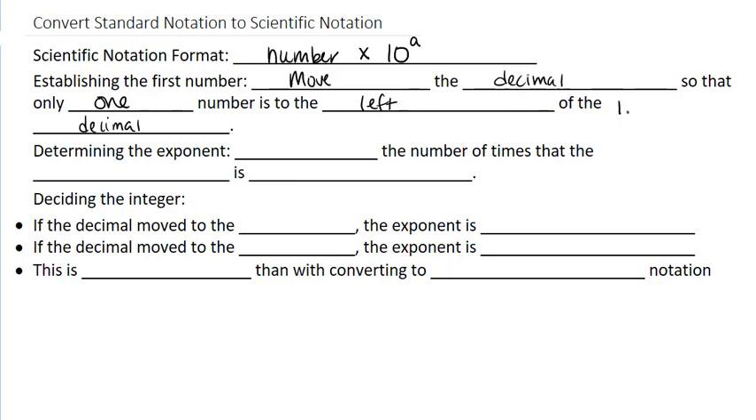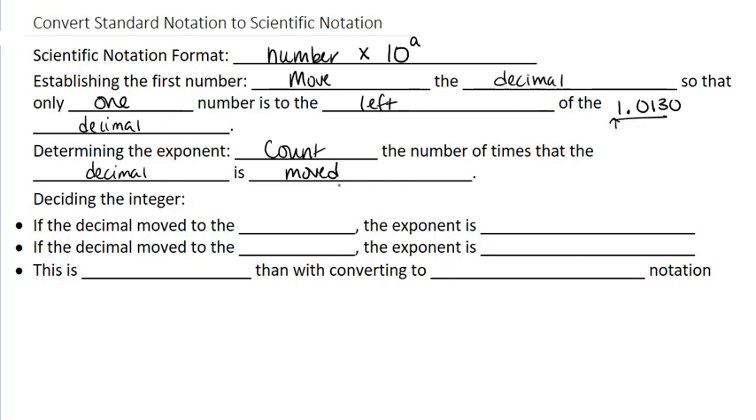So like this. That's how we would want to have it in, where only one number is to the left of the decimal. And so when determining the exponent, we will count the number of times that the decimal is moved.